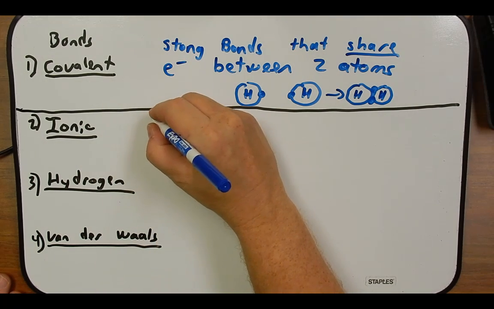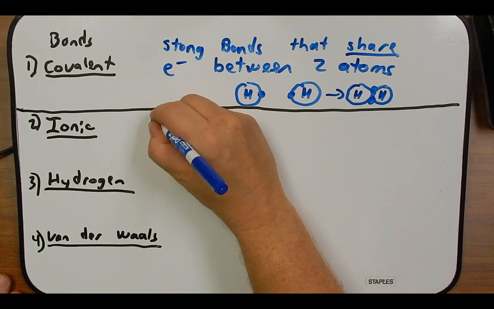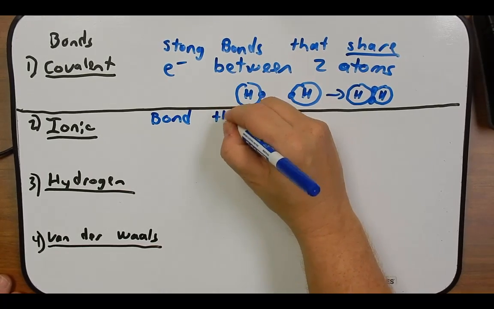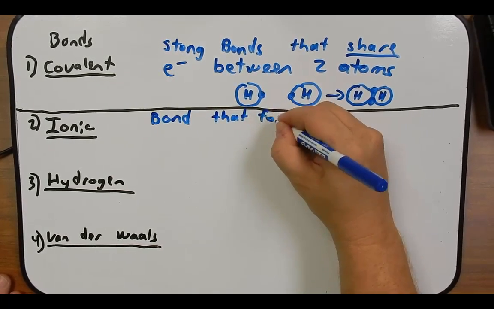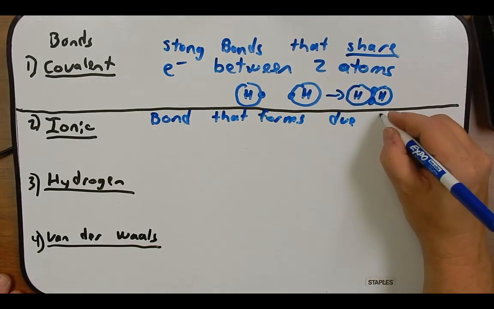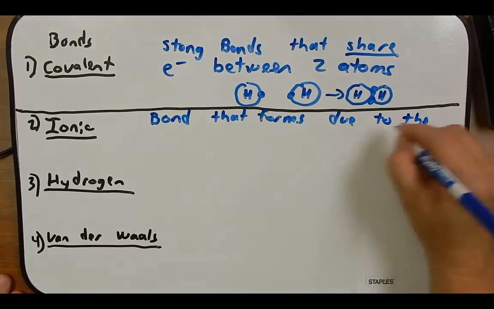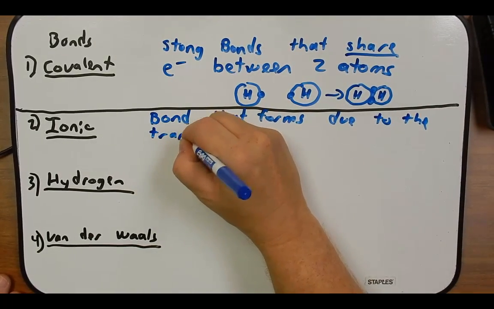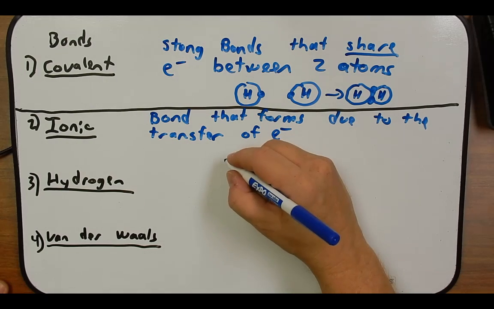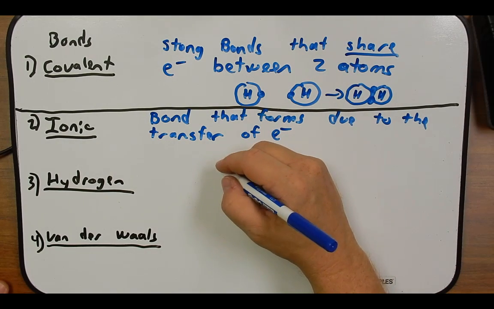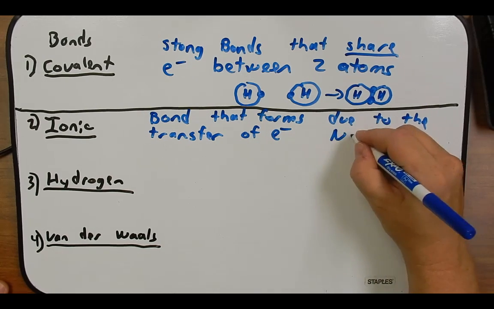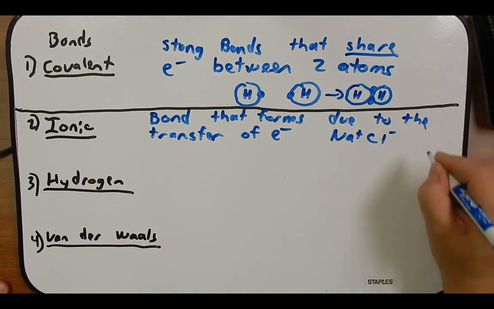To define an ionic bond, it's also a strong bond, but not as strong as a covalent bond, that forms due to the transfer of electrons. So for instance, let's talk about our favorite ionic bond, sodium chloride. How does sodium chloride form?